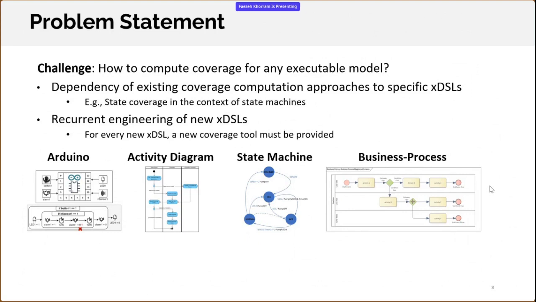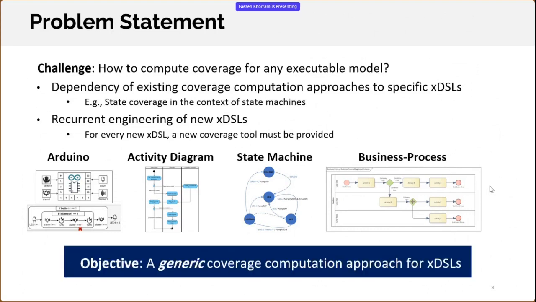But when we think about coverage computation for executable models, what we face in general is the diversity and heterogeneity of DSLs. DSLs are small languages for specific domains. Since there are very different domains, there are different DSLs, and there will be new DSLs in the future. Because of this diversity, the existing coverage computation approaches are mainly defined for particular executable DSLs. For instance, in the literature there is a state coverage for state machines, but it is not reusable for other DSLs. Because of this issue, for every new DSL, a new coverage computation approach should be defined from scratch, which is very costly, error-prone and repetitive. So the objective of our work was to provide a generic coverage computation approach for executable DSLs.